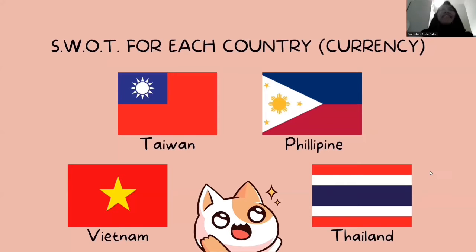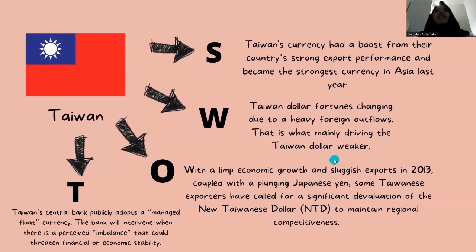Okay. So now let's move on with the SWOT. Kita ada 4 country, which is Taiwan, Philippines, Vietnam and Thailand. So let's move on with the first one. Okay. S is for strength, W weakness, O opportunity and T is threat. Okay. So S untuk Taiwan, dia punya strength dia is, sorry tak nampak.